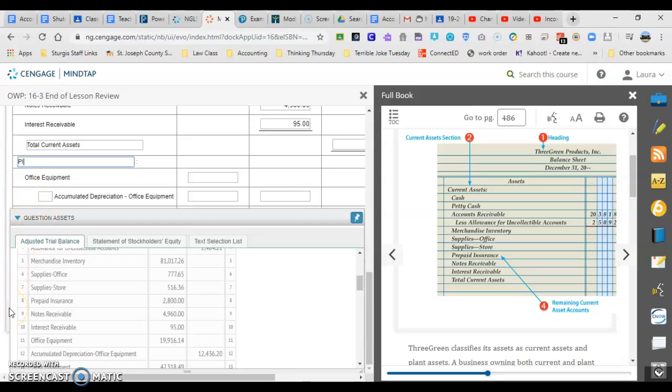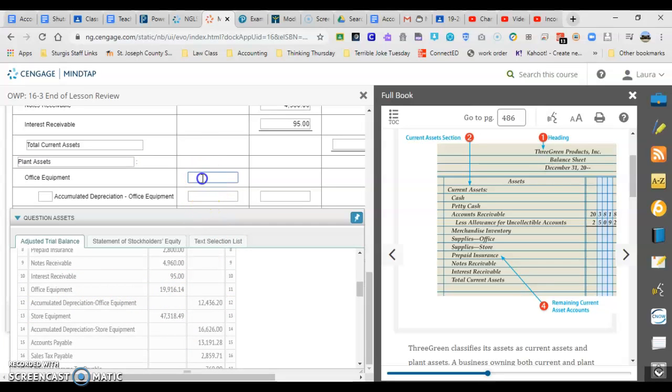Okay, the next section is plant assets. Plant assets, again, are ones that depreciate in value, so they're not worth as much, so you're going to find out the book value. The accumulated depreciation account will reduce the value. It's a contra account to office equipment. So we're going to have 12,436.20 here, and we're going to subtract it from our office equipment to get our book value of office equipment.